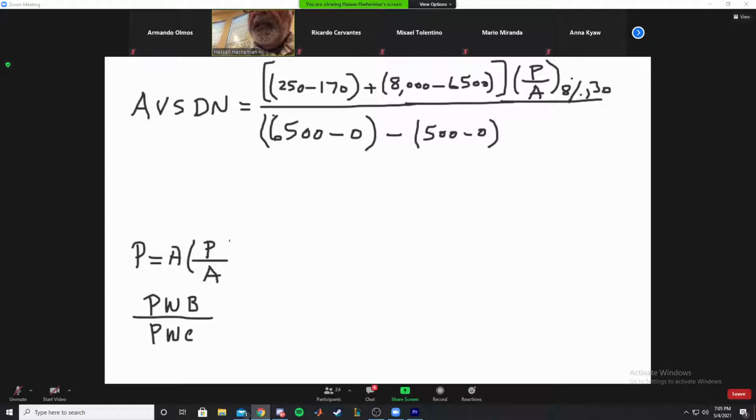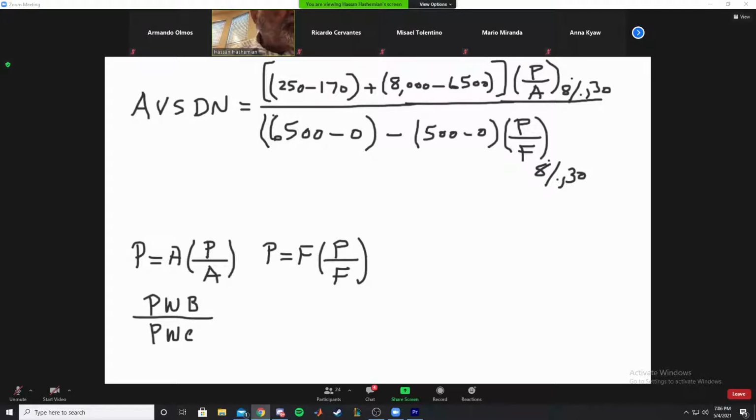So if I want to get the present value of future, what do I do? Multiply by P over F, correct? So this is the future. I have to multiply by P over F at 8% and 30 years, correct? Any question?